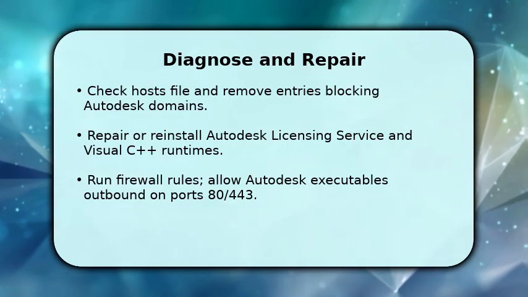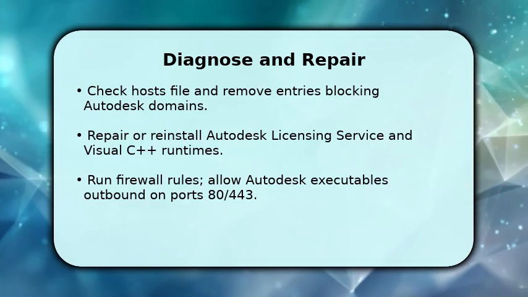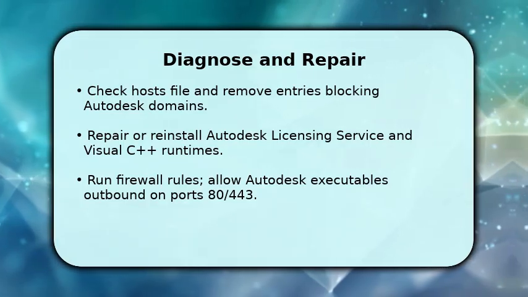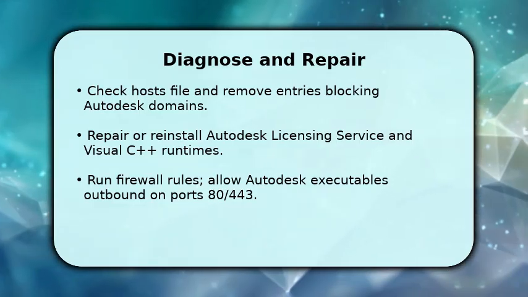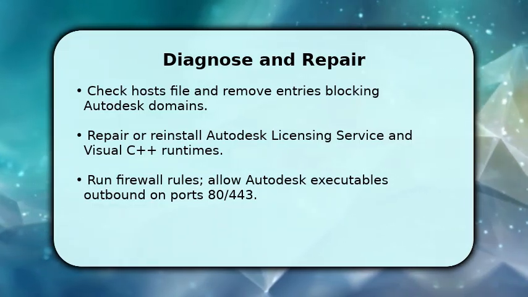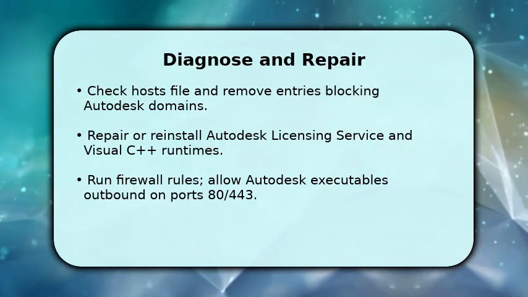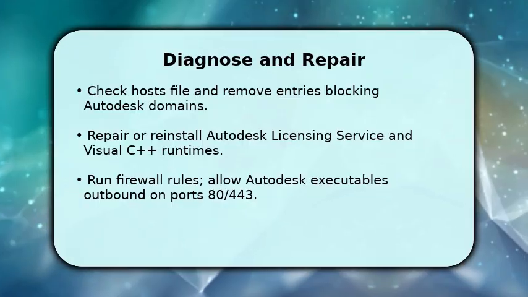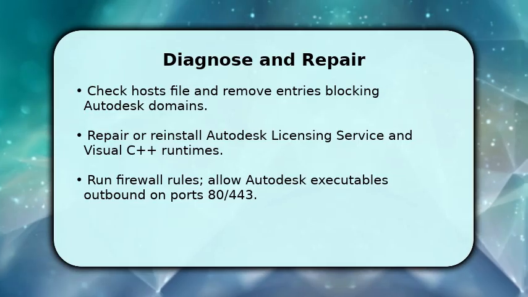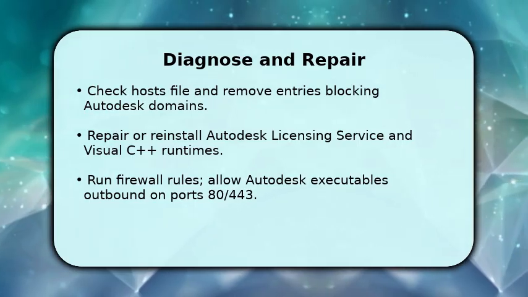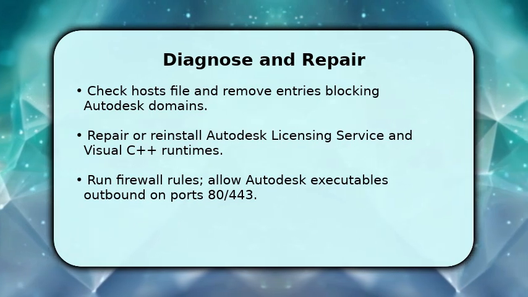Next, diagnose middle layer problems by editing the hosts file to remove any lines pointing to Autodesk or Software2 domains. That often reroutes activation. Then repair or reinstall the Autodesk licensing service and required Visual C++ runtimes because corrupted libraries break key validation. Make sure your firewall or security suite allows outbound connections for Autodesk executables on ports 80 and 443. Finally, restart the licensing service and retry activation so the client.